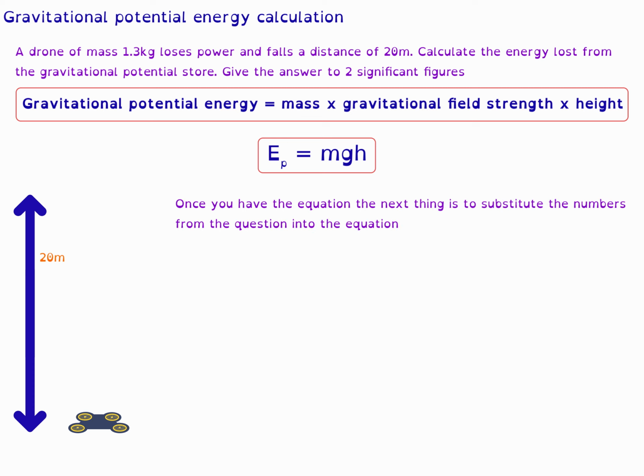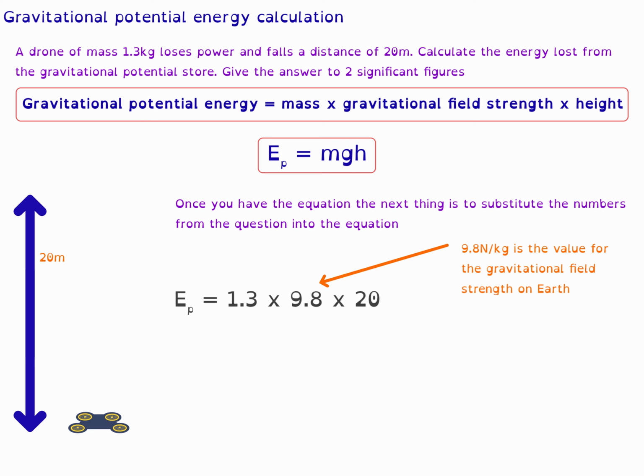Once we have our equation, the next thing to do is substitute the numbers from the question into the equation. So we have our mass, which is 1.3. Our gravitational field strength on Earth is 9.8 newtons per kilogram, and our loss in height is 20 meters. So as you can see, we've substituted those into the equation. Once we have that, we've got our instruction for working out our answer, and our answer is 254.8 joules, or to two significant figures, that's 250 joules.